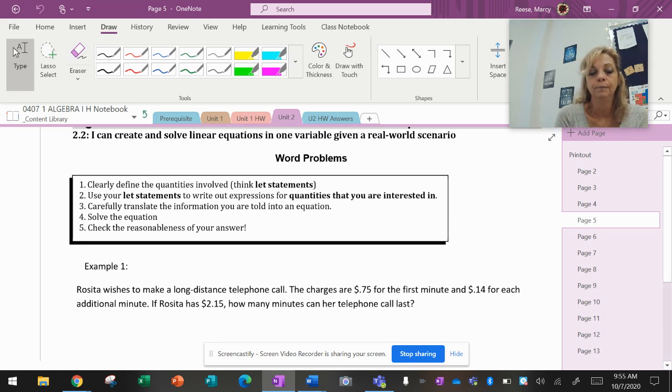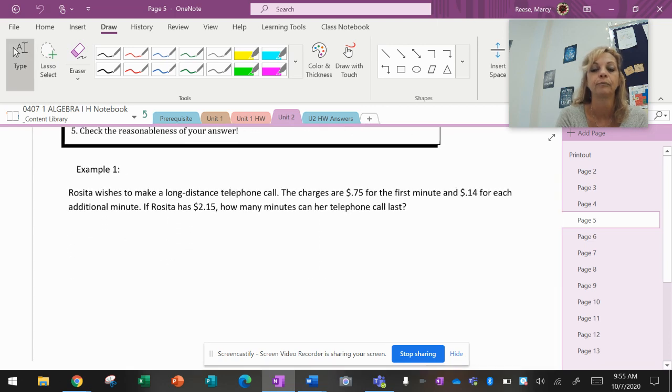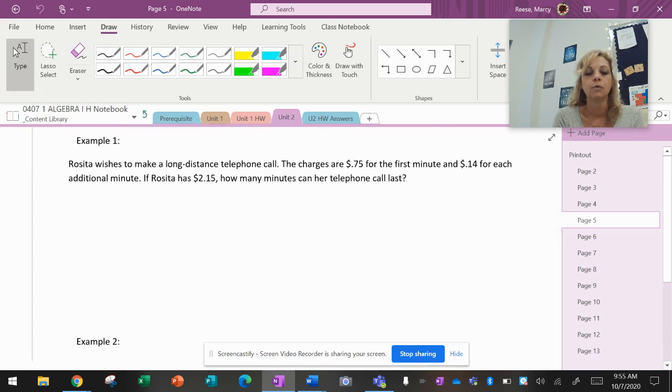So you're going to set up an equation, 4, you're going to solve it, and then 5, you better check and make sure. So when I solve the equation and get an answer, that doesn't mean that I've answered the question. So you always got to go back and say, did I answer the question? That's step 5. Okay, let's start with Rosita.